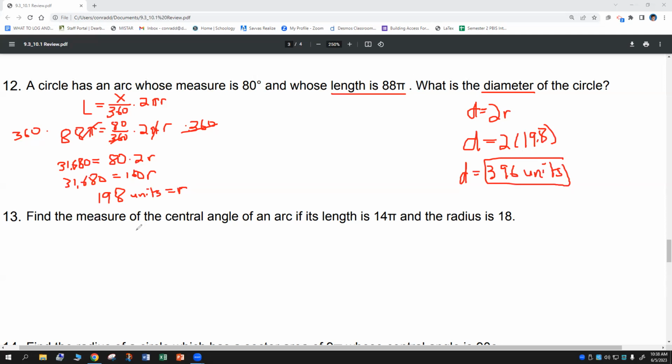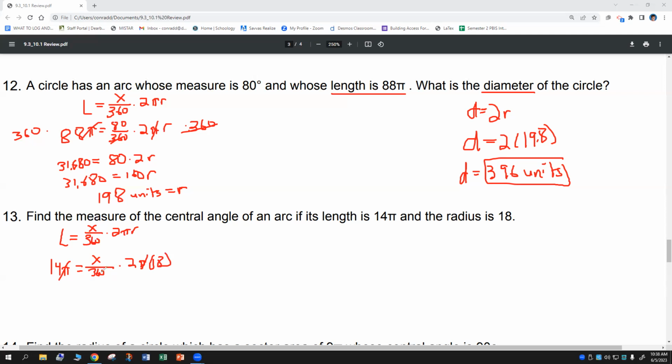All right, 13, find the measure of the central angle if the length of an arc is 14 pi. So we're using arc length again, because that's what they're giving us. So x over 360 times 2 pi r. So I'm going to do 14 pi equals x over 360 times 2 times pi times 18. The first thing I'm going to do is cancel out my pi's. I'm going to divide each side by pi.